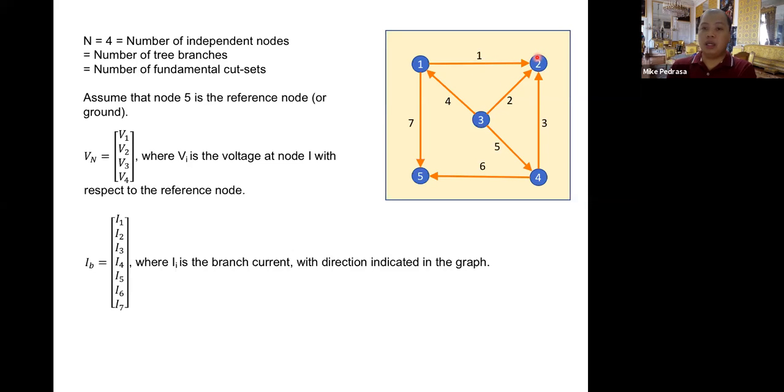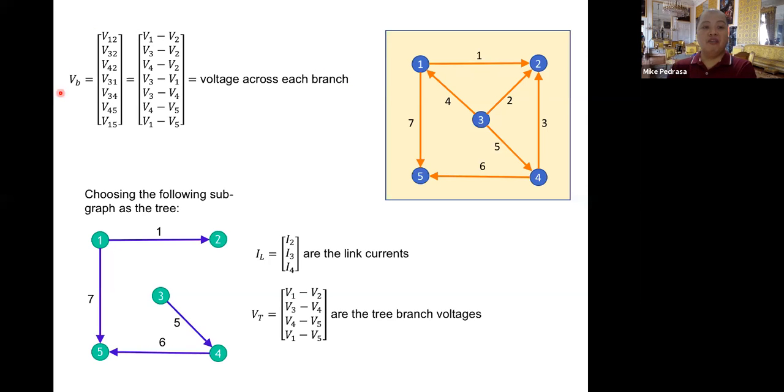So take note, since the current is going that way, the polarity of the voltage that I am using is, this is the plus, this is the minus. So the direction of the current is going from the plus end of the voltage to the negative end of the voltage. So for the voltage across branch 2, here is the plus, here is the minus. For branch 3, here is the plus, and here is the minus.